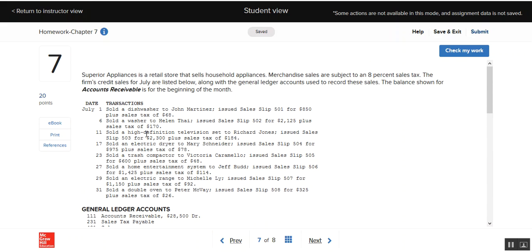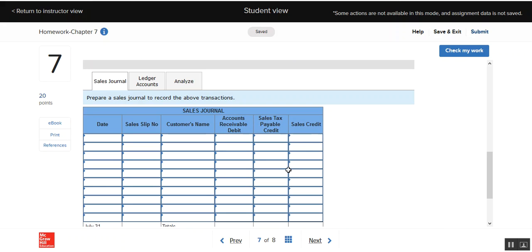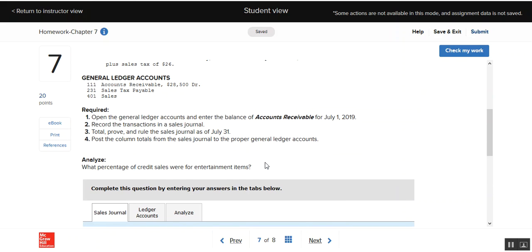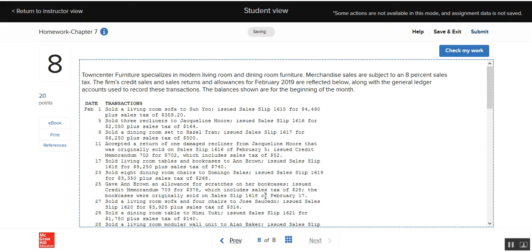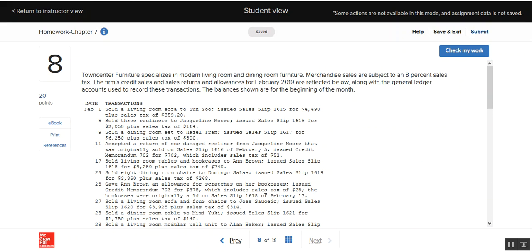On the 11th, you had a TV. On the 27th, you had home entertainment system. And it looks like the rest is just household items. So those 2, you're going to add up the total of those 2 and take those as a percentage of the accounts receivable, which would be your credit sales. So I just wanted to give you a couple of hints on how to do number 7. We're going to actually look at number 8 and try to work through this one.